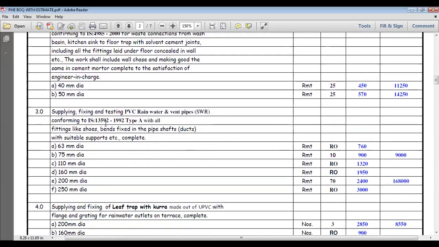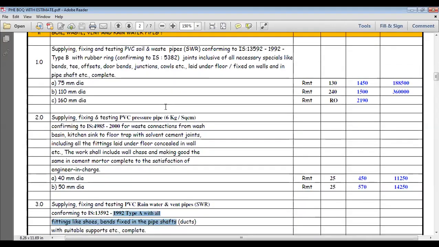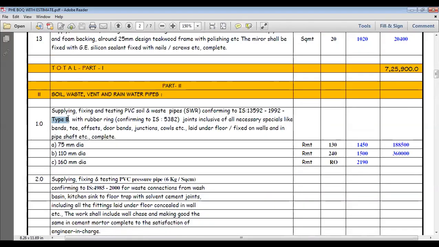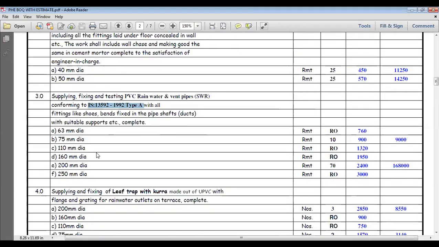And for the rainwater pipe, separate PVC rainwater and vent pipe, SWR grade conforming to IS 13592 1992, type A. Type A we are using. Here type B we have put for the soil. The soil waste went to this soil pipe, we are putting type B. For this rainwater pipe we are using type A. So like that is there.